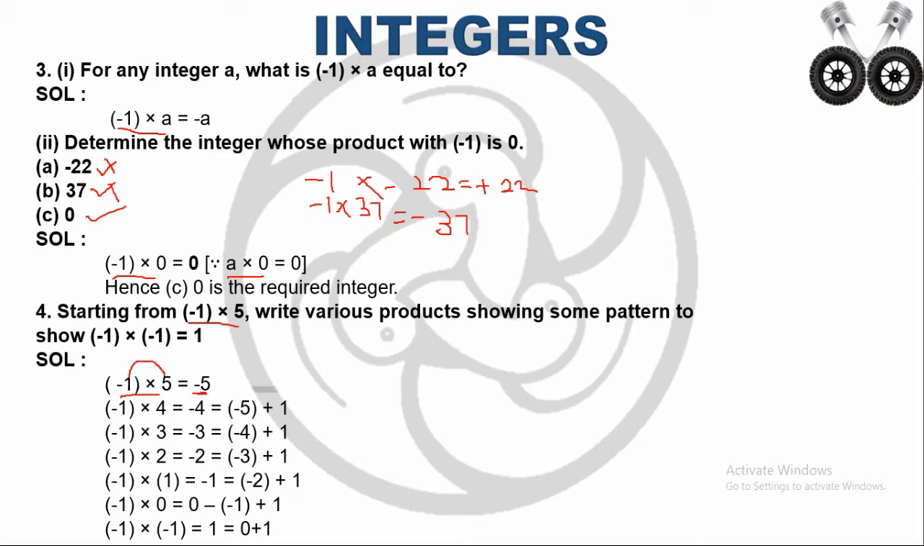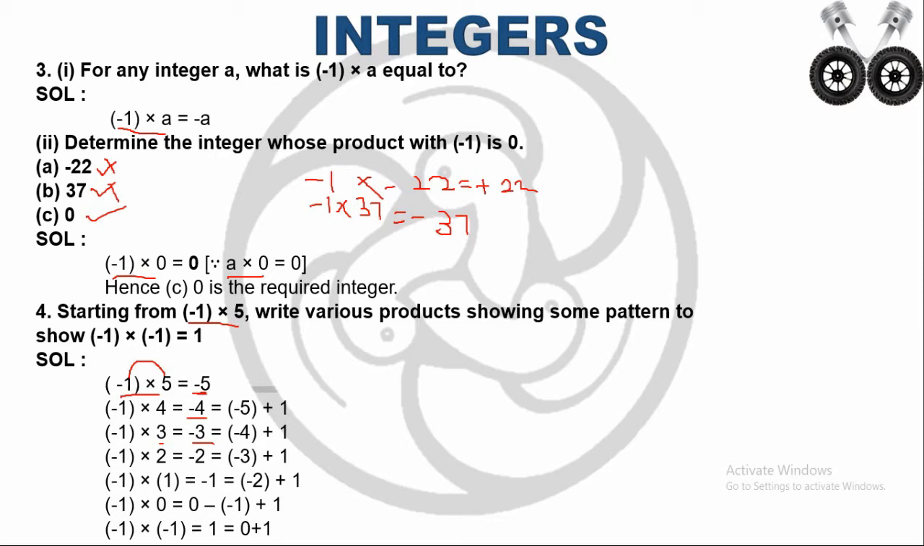Then using this, I have to write some patterns. For that, I took the next number, that is 4. Minus 1 into 4, I get the answer as minus 4. When I get minus 4, it is minus 5 plus 1, that is minus 5 added with 1, we get minus 4. Again, now I took the next number as 3. Minus 1 into 3, I get the answer as minus 3. Minus 4 plus 1, we get minus 3.